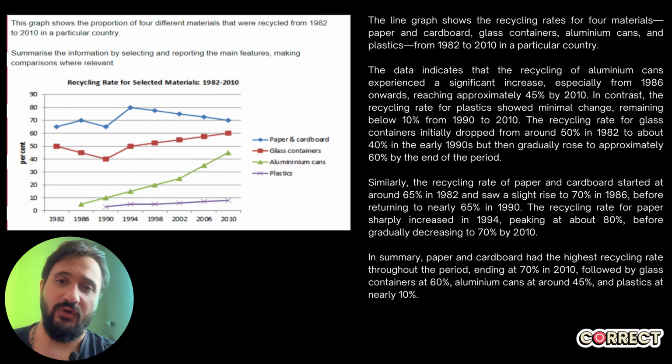The recycling rate for paper sharply increased in 1994, peaking at about 80% before gradually decreasing to 70% by 2010. In summary, paper and cardboard had the highest recycling rate throughout the period, ending at 70% in 2010, followed by glass containers at 60%, aluminum cans at around 45%, and plastics at nearly 10%. So overall, we can correct this article like this.